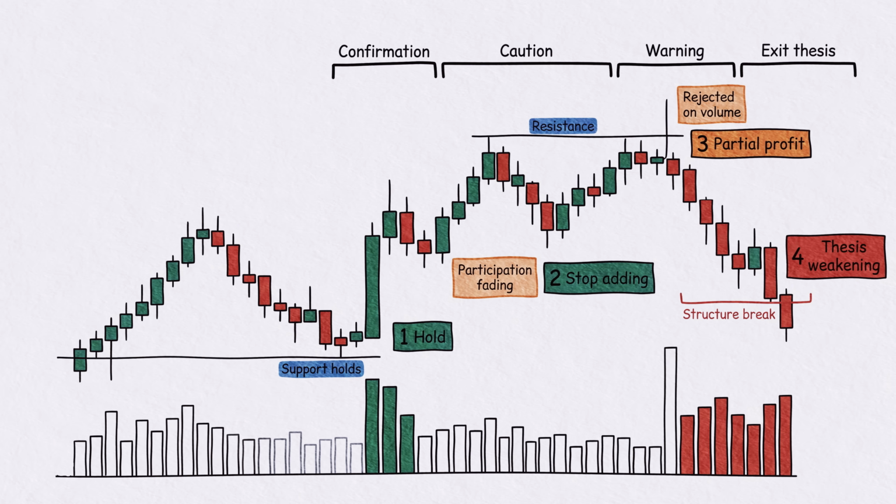The fourth phase, exit thesis. After the rejection at resistance, price pulls back, but this time the pullback has strong selling volume, and price breaks a recent higher low. The structure of your trend is damaged. Sellers are aggressive. The higher low that defined your uptrend is gone. Decision: the conditions that supported your trade are no longer present. The thesis may be over. Exit or accept that you are now holding without structural support.